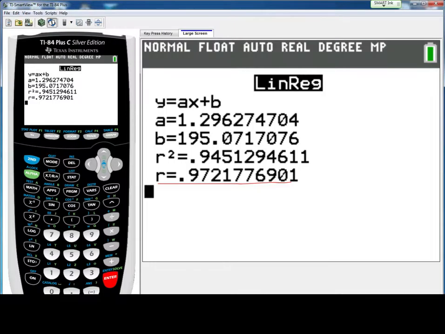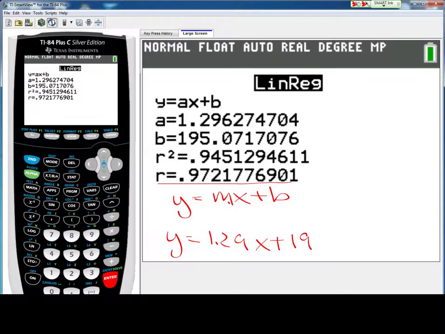A and B go in the positions. You see at the very top how it says y equals ax plus b? Anybody recognize that? It's like the formula y equals mx plus b. It is the same thing. Instead of using m, they used a, but it still is y equals mx plus b. So y equals 1.29x plus 195.07. So you want to write down that formula. That formula is the regression line. It's the line of best fit. That is the most perfect line you've got.